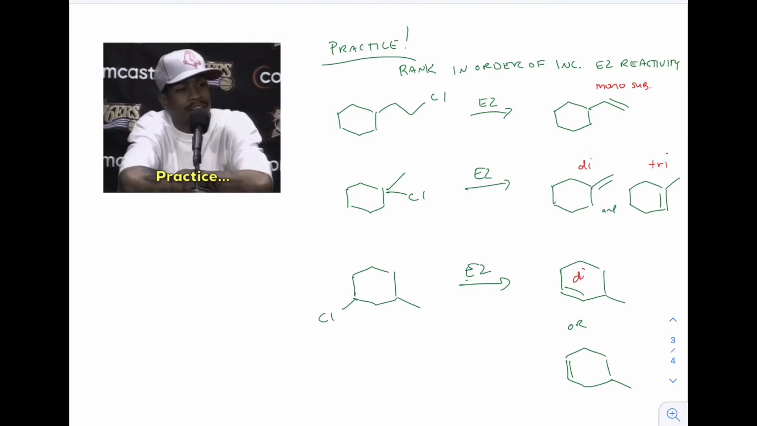So working from the top to the bottom, we got a mono-substituted. One of the products is a tri-substituted in the middle, and then di-substituted for the bottom. So we can rank according to number 1 being the middle, number 2 being the bottom, number 3 being the top, because of the product formed. More substituted, tri, is number 1, more stable, and so it's a faster reaction. Well, mono-substituted is higher in energy, and so the reaction is slower.